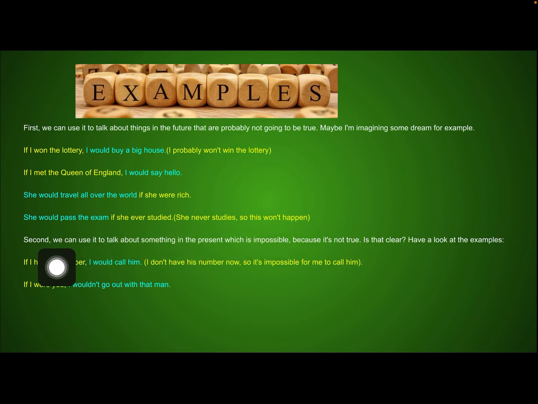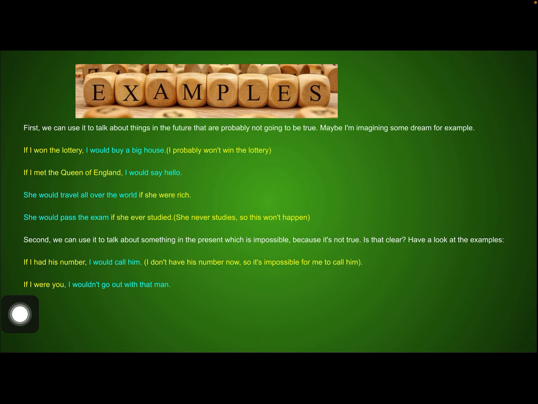Good. Second, we can use it to talk about something in the present which is impossible, because it is not true. Is that clear? Have a look at these examples. For example, condition: if I had his number, reaction, I would call him. I don't have his number now, so it's impossible for me to call him at this moment. Or, condition: if I were you, reaction, I wouldn't go out with the man.